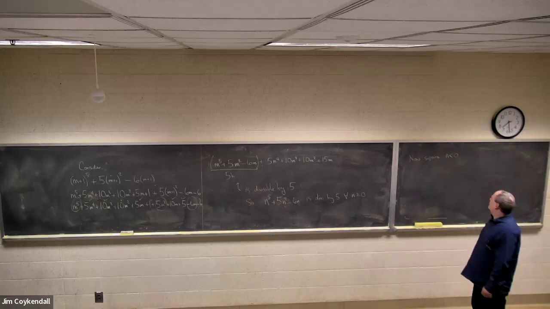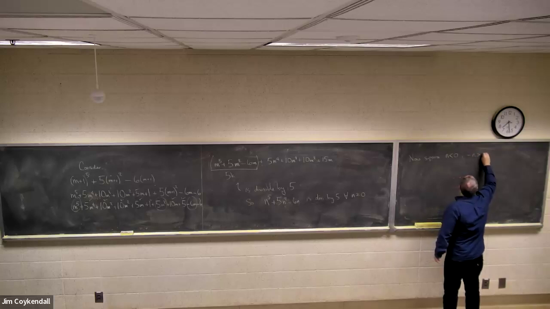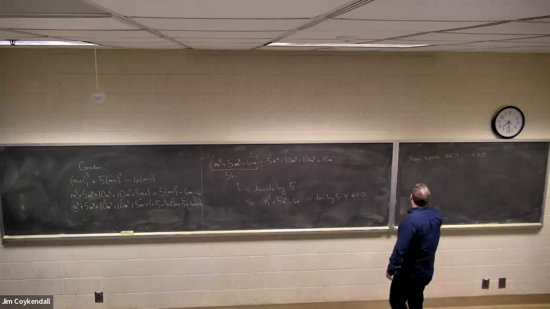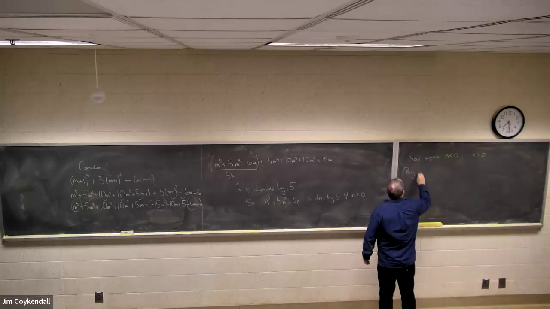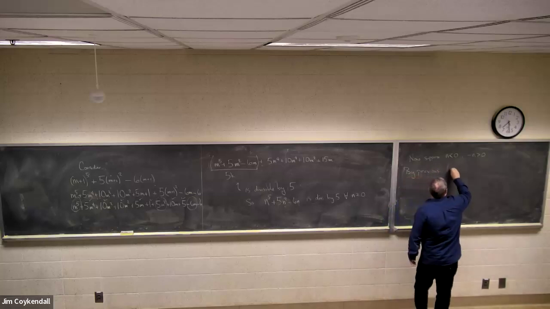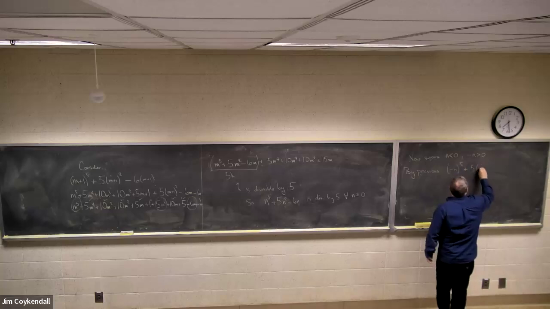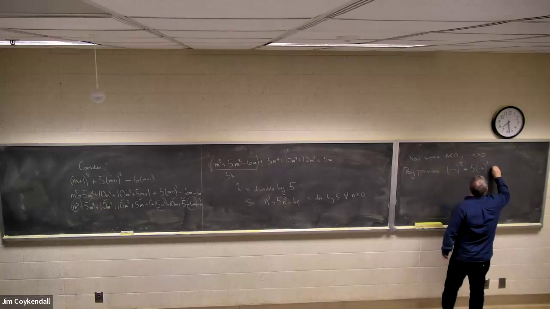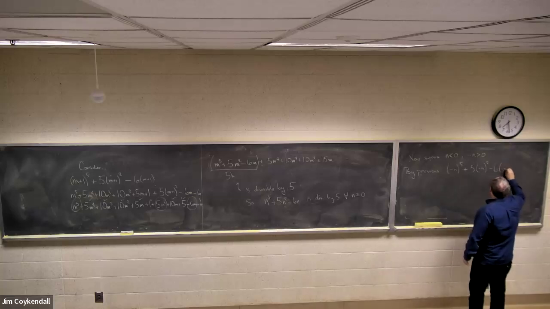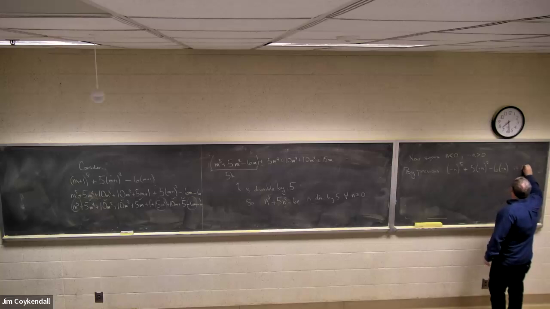Now suppose n is negative, so negative n is greater than 0. So, by the previous result, negative n to the fifth plus 5 times negative n squared minus 6 times negative n is divisible by 5.